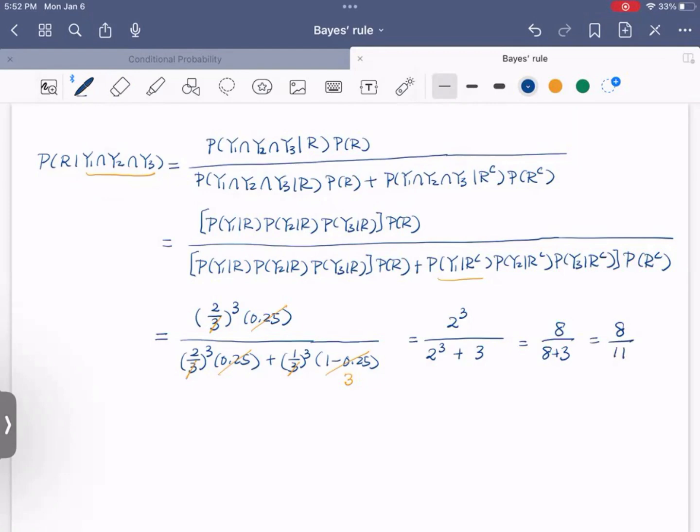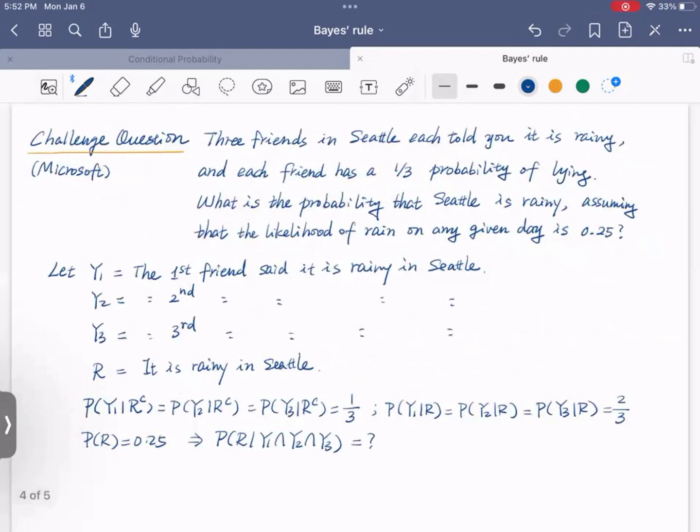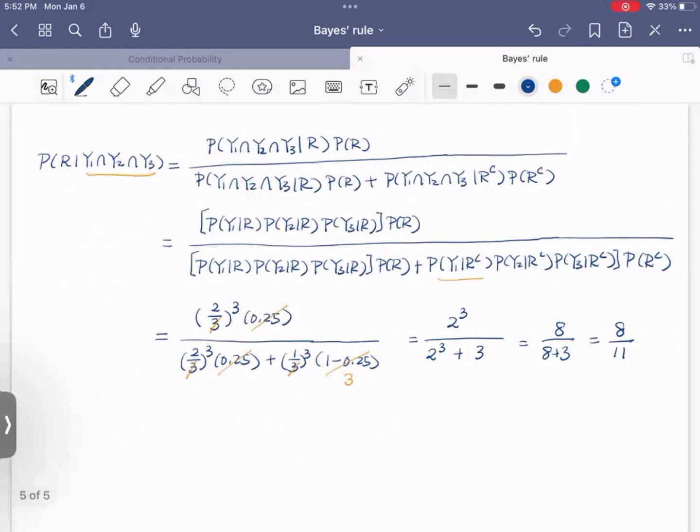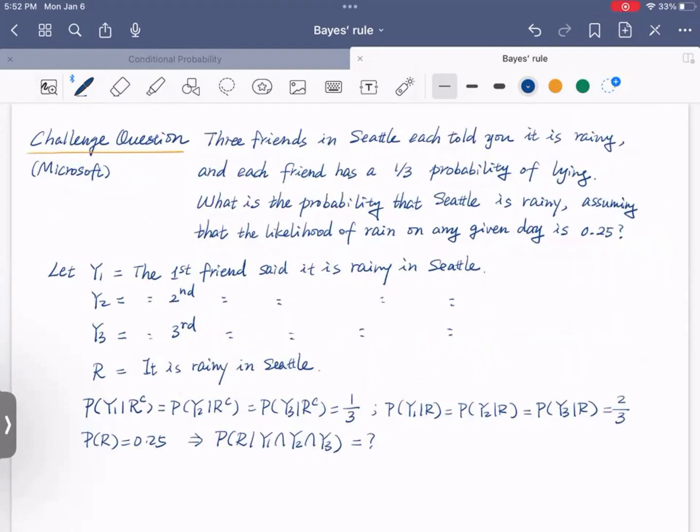All right. So see, this question is a little bit tricky because the condition has 3 events, Y1, Y2, Y3. Also, it's very crucial to define the events very clearly. For example, Y1 is the first friend said it is raining in Seattle. It does not mean that it is actually raining in Seattle. It does not mean that the first friend was not lying. It's just a fact. The first friend told you that it is raining in Seattle, etc.